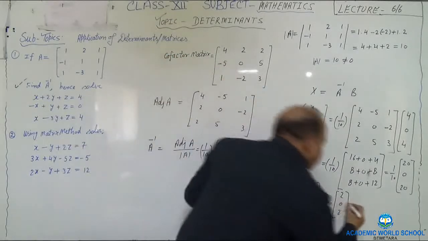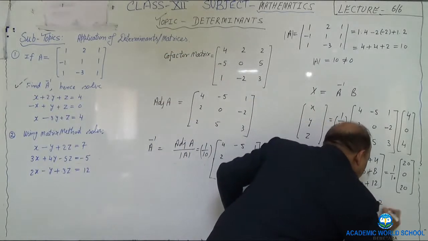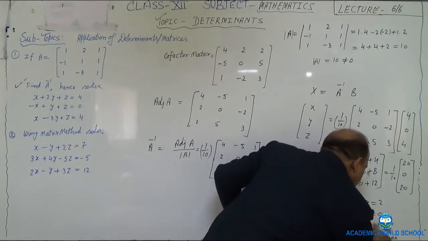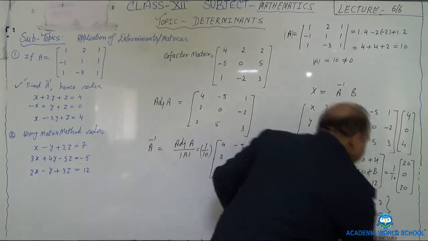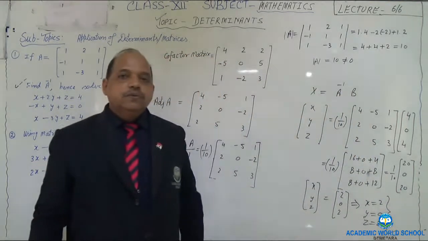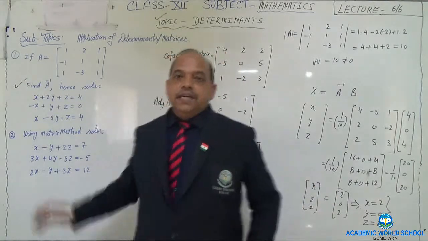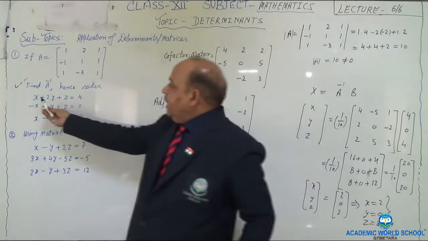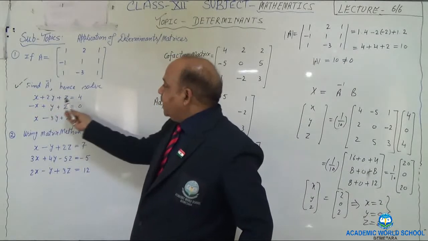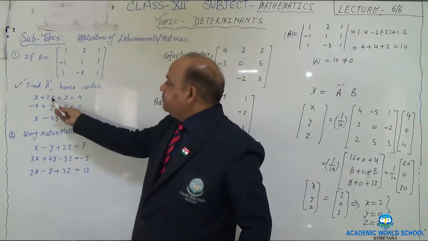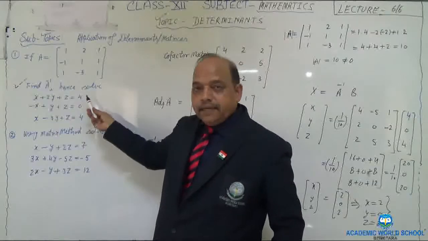If you compare, this implies that x equals 2, y equals 0, z equals 2. This is my solution. Now how to check whether it is correct or not? If I replace these values in the given equation, check it. x equals 2, y equals 0, z equals 2. 2 plus 0 plus 2 is 4. It is correct.